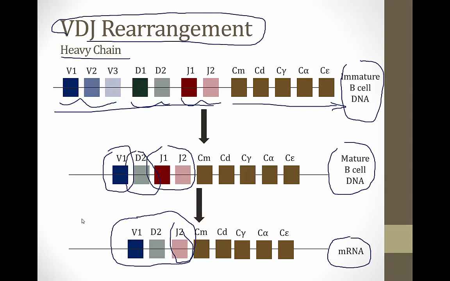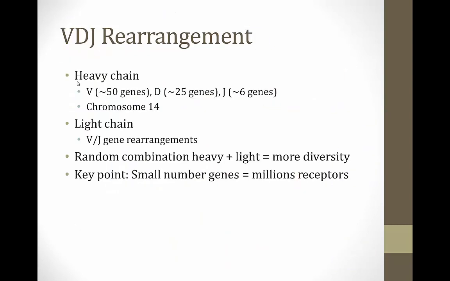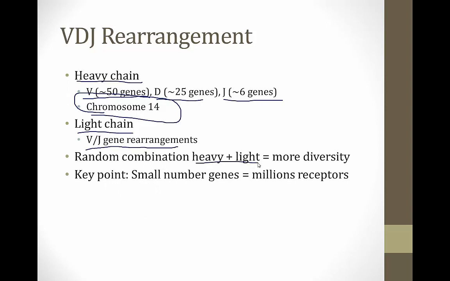And as a result of random choices of all the B cell receptors, we can take a small number of potential genes and create lots of diversity. So the heavy chain is made by B cells choosing one V segment from 50 choices of genes, one D segment from about 25 choices, and one J segment from about 6 choices, and all of these are found in chromosome 14. The light chain undergoes a similar process. It has V and J choices that it chooses from, and then random combinations of heavy and light chains add more diversity beyond just the process of which ones of these genes the B cell has chosen.